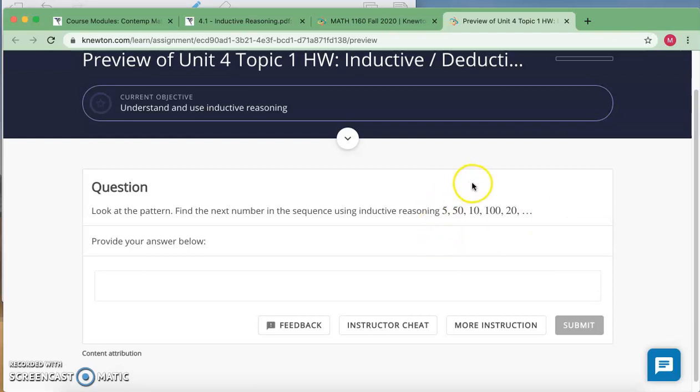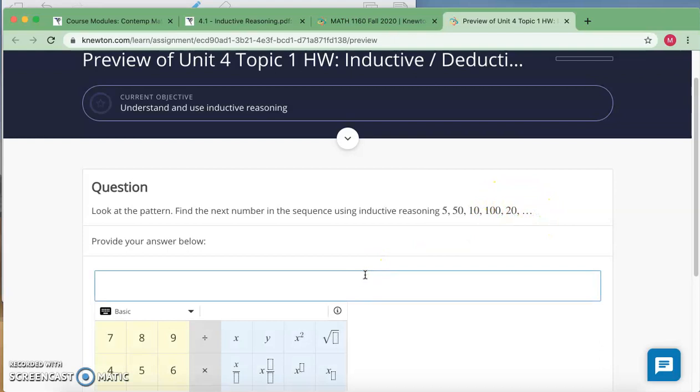Now, I noticed, if I do 5 times 10, I get 50. But how do I get from 50 to 10? Well, I divide by 5. Okay, so how do I get from 10 to 100? I multiply by 10. So that is the same application here. And 100 divided by 20 is 5. So the process here is multiply by 10, divide by 5. Multiply by 10, divide by 5. So we need to multiply by 10, which would give us 200.